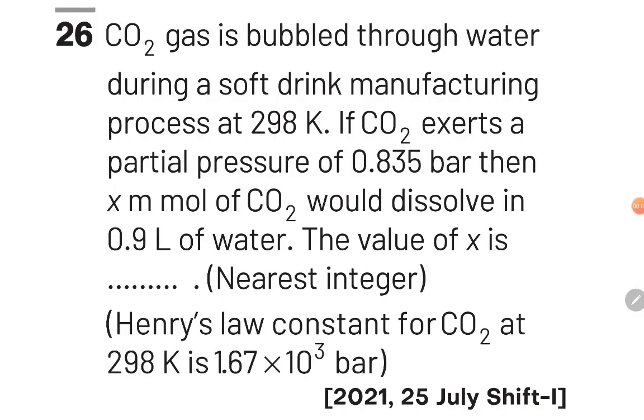Yes students, the 11th question of this chapter is: carbon dioxide gas is bubbled through water during a soft drink manufacturing process at 298 Kelvin. If carbon dioxide exerts a partial pressure of 0.835 bar, then X millimoles of carbon dioxide would dissolve in 0.9 liters of water. The value of X is. Guys, it is also given that Henry's law constant for carbon dioxide is 1.67 into 10 raised to 3 bar.